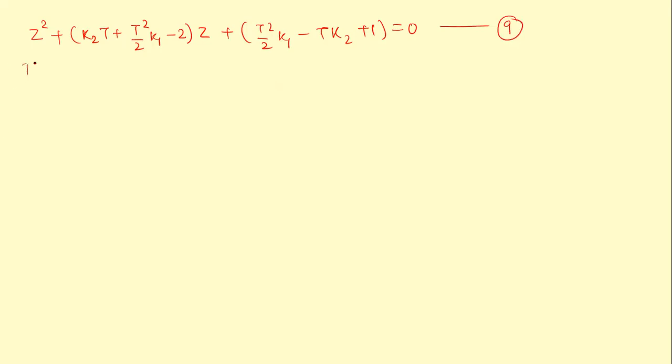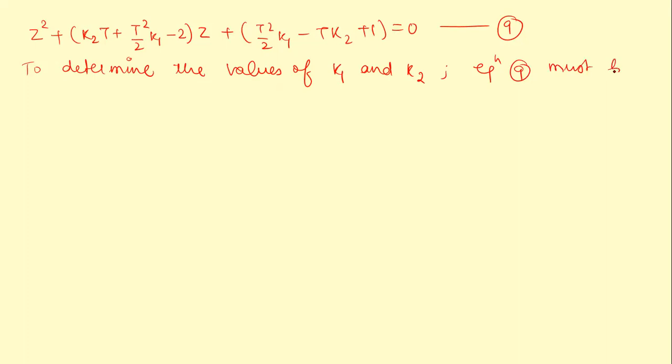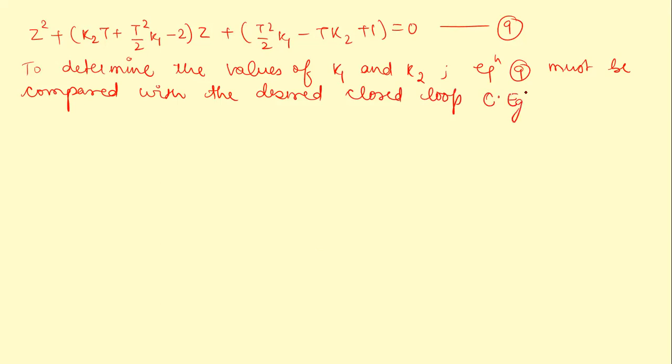Now to determine the values of k1 and k2, equation 9 must be compared with the desired closed loop characteristic equation, right?